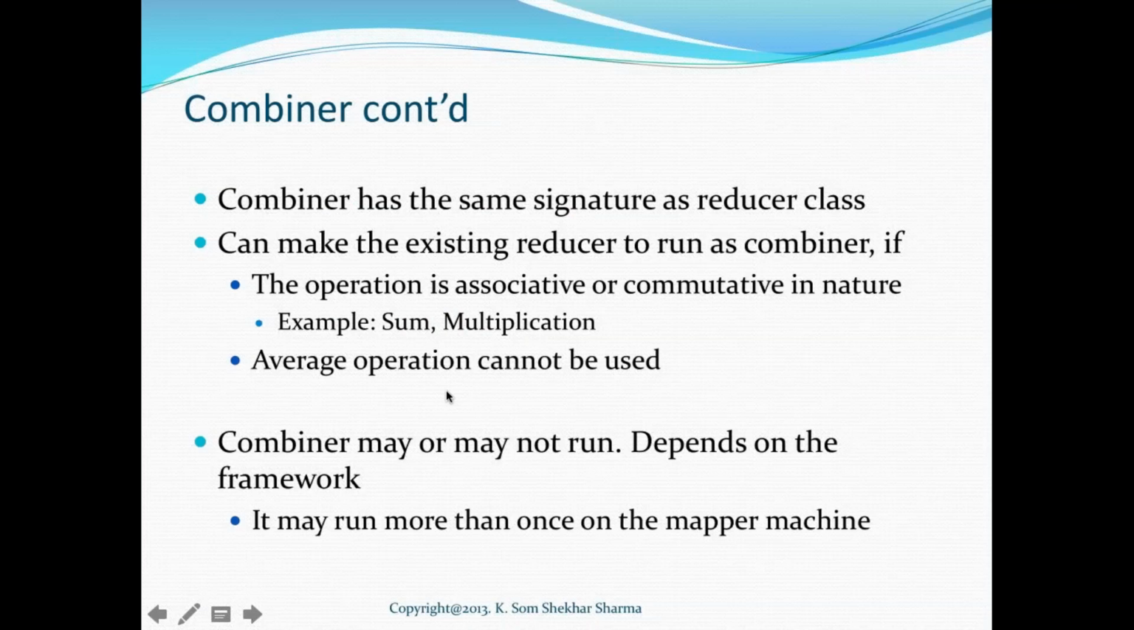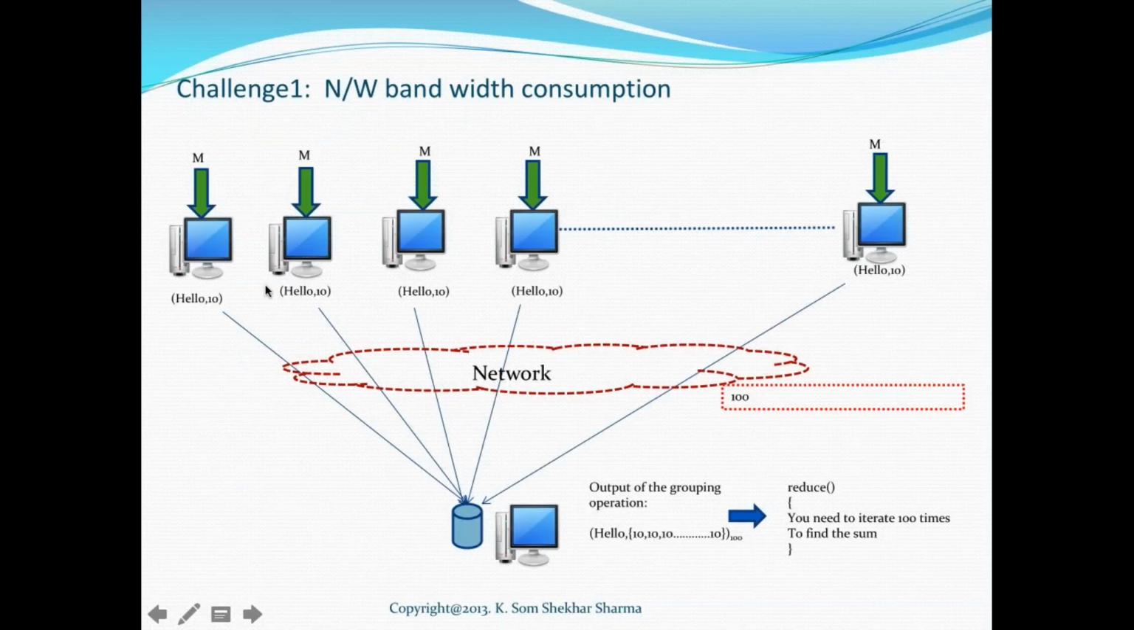Please understand what I'm trying to say. Let's say in the code you have specified job.setCombinerClass, and there are 100 machines. It might so happen that on one machine the combiner might not run at all, on another it may run once, on another twice, on another 100 times, and on another 0 times at all. So it's not guaranteed that the logic you have written in the combiner will run, and if it is running, it might run more than once also.